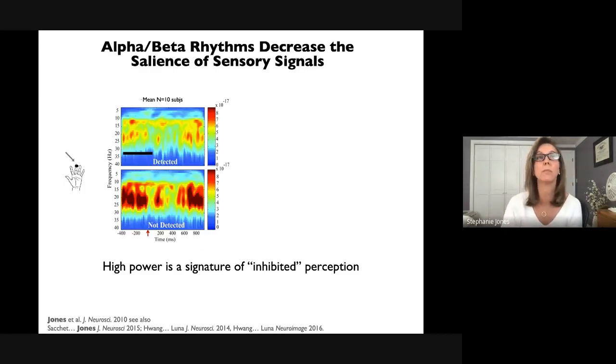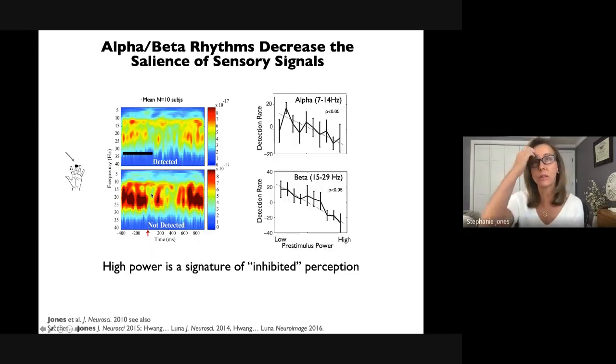And so here I'm just showing you, I'm taking these spectrograms and I'm sorting over trials, averaging over trials where the subject said I felt it and I didn't feel it. And you can see very clearly when they didn't feel it, there's more of these low frequency oscillations in both the pre-stimulus and this post-stimulus period. Time zero here is where we tap the finger.